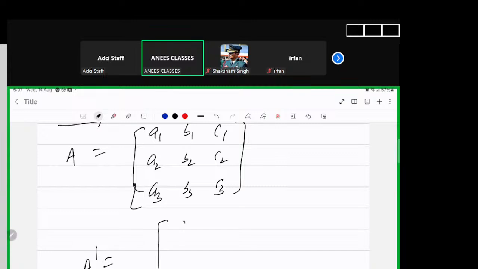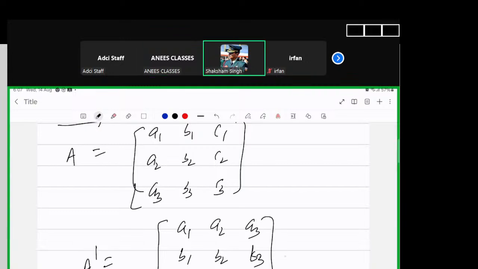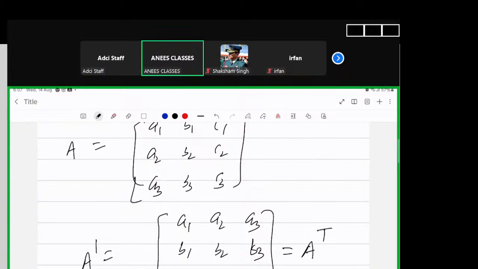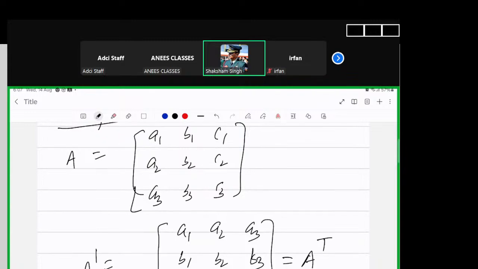So first row, first column, A1, B1, C1. Second row, second column, A2, B2, C2. Third row, third column, A3, B3, C3. So you can see your column will go into the row. Understood, everyone? Tell me. Yes, sir. You can also represent A to the power T as A dash. Understood, Saksham? Yes, sir. Understood.